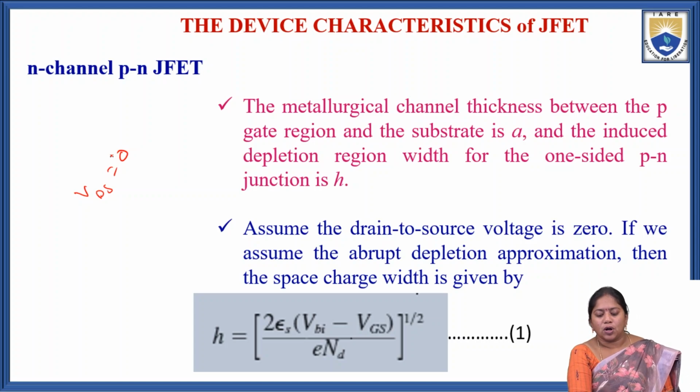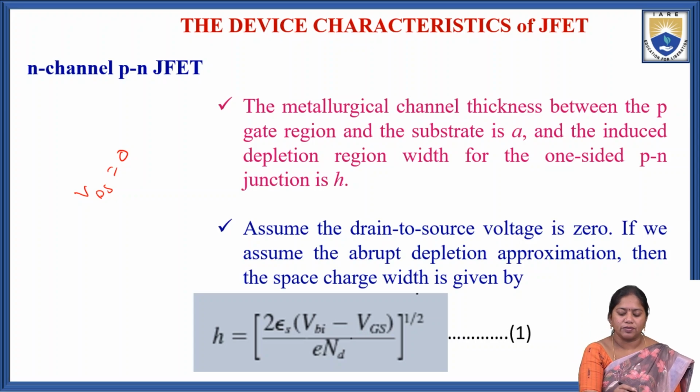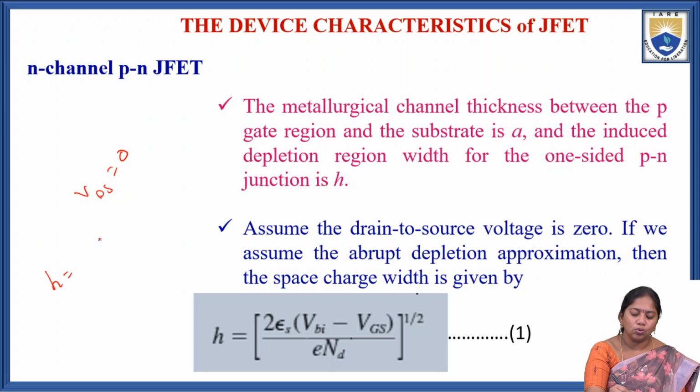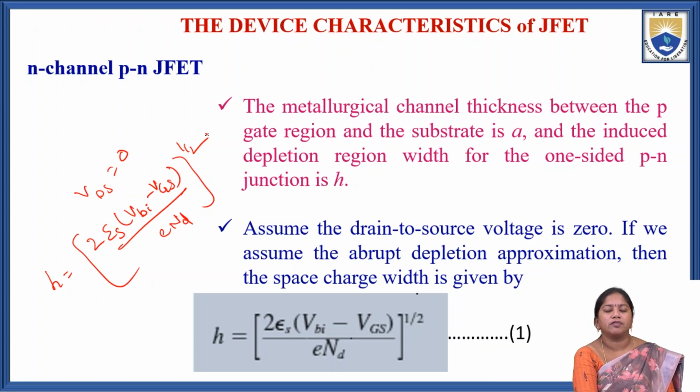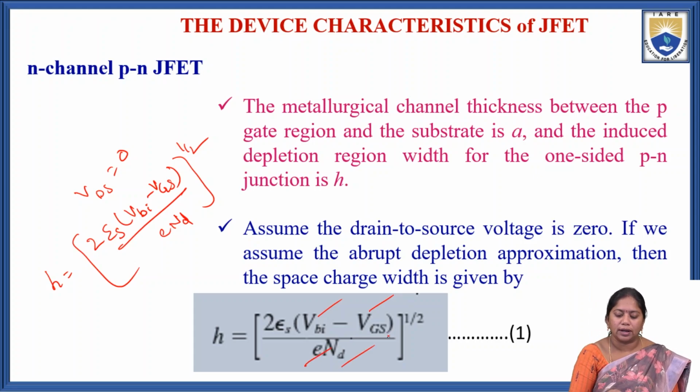If you assume the depletion approximation, then the space charge width h is given by h equal to [2 epsilon S (VBI minus VGS) divided by e ND] to the power of 1 by 2. Here epsilon S is the permittivity of the semiconductor, VBI is the built-in potential, VGS is the gate to source voltage, e is the charge of the electron, and ND is the donor concentration.